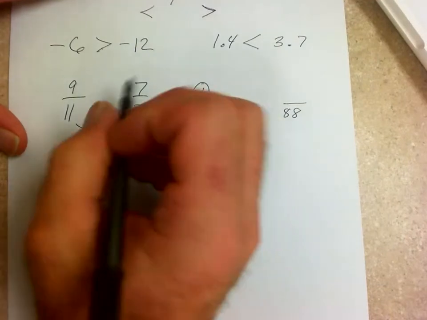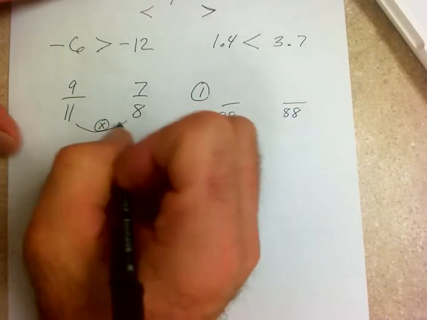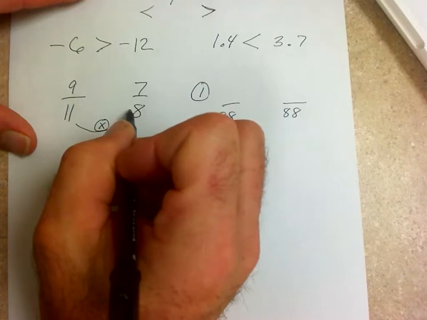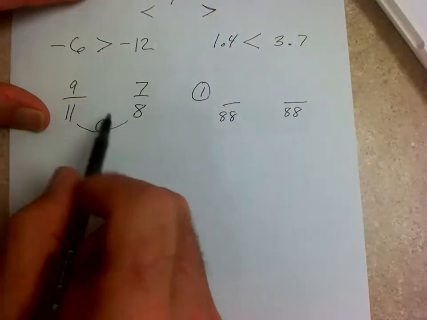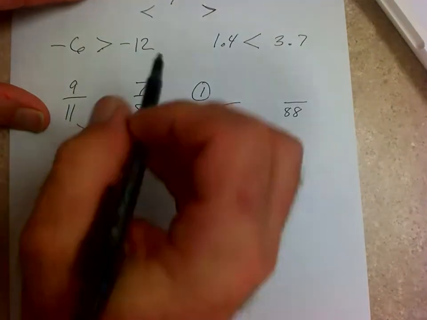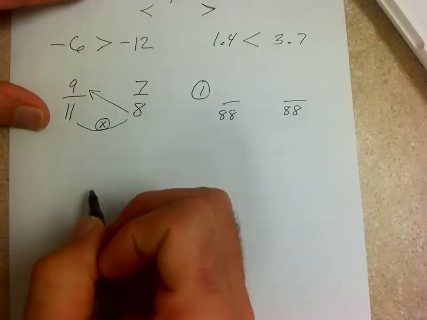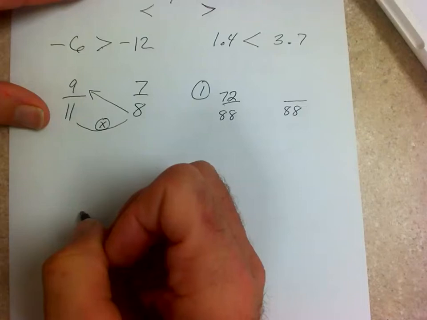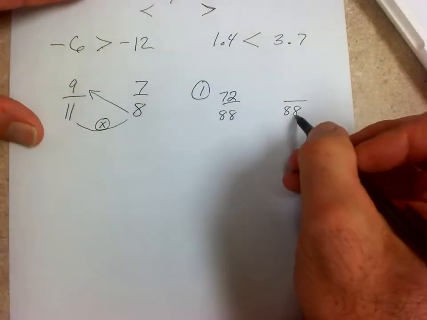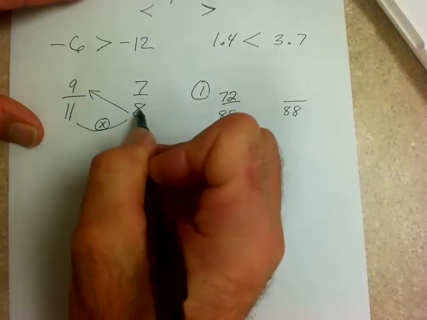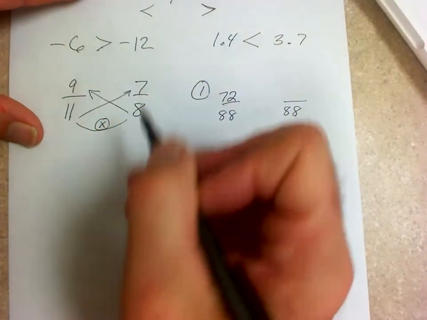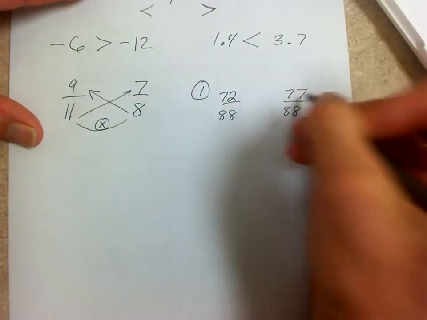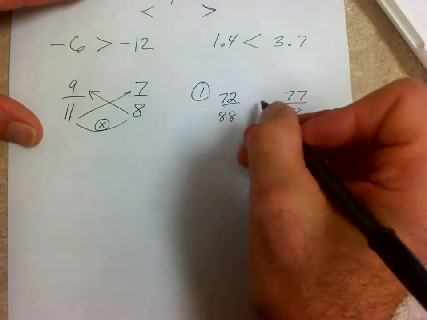Then we need to remember when it comes to fractions, whatever we do to one part of the fraction, we have to do to the other. So if we multiply the denominator by 8, we also multiply the numerator by 8. 8 times 9 gives us 72. Vice versa on this side, we did 11 times 8 to make 88, so we also do 11 times 7, which gives us 77.